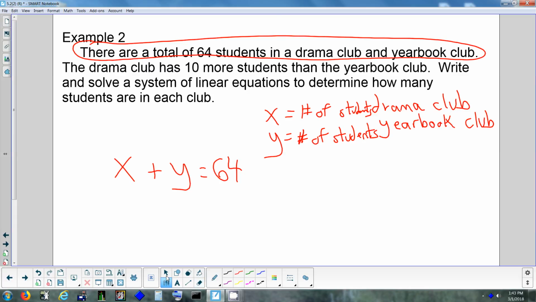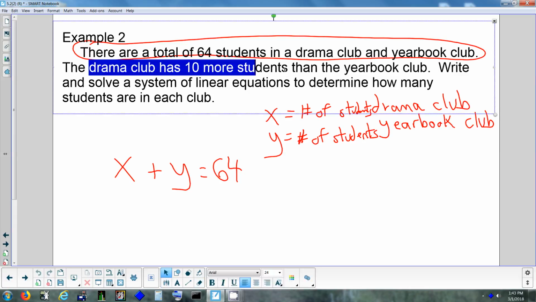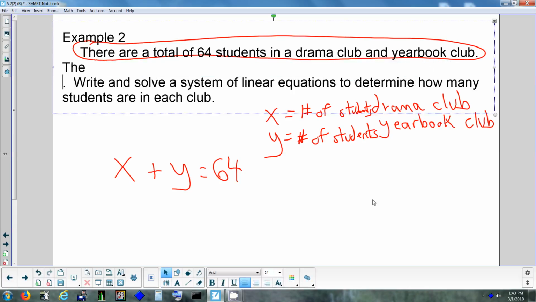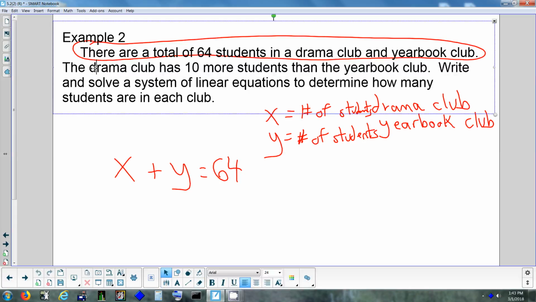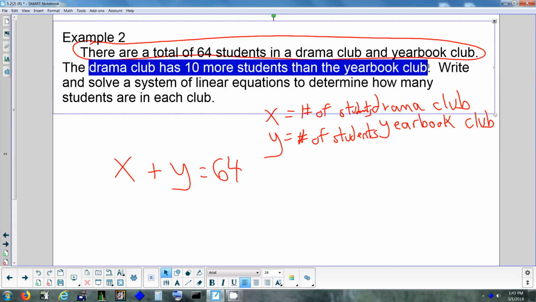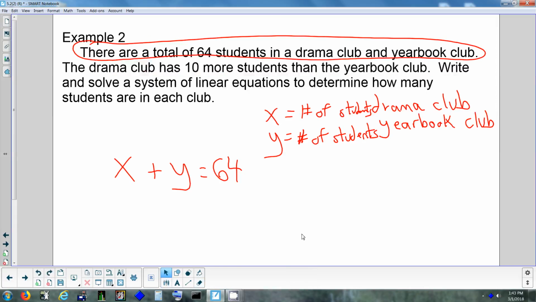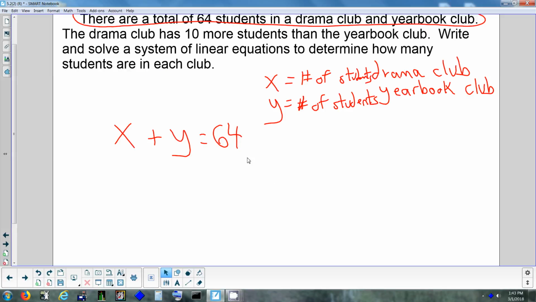Now, what's the first thing mentioned in the next sentence? There are 10 more students in the drama club than in the yearbook club. The drama club. How are we expressing drama club? X, right? Because X is drama club.